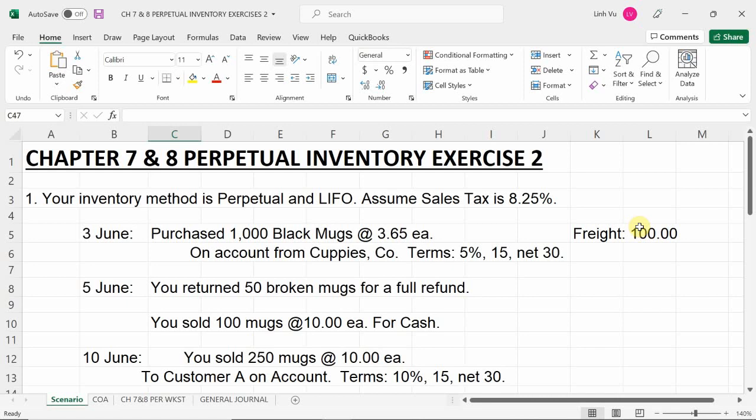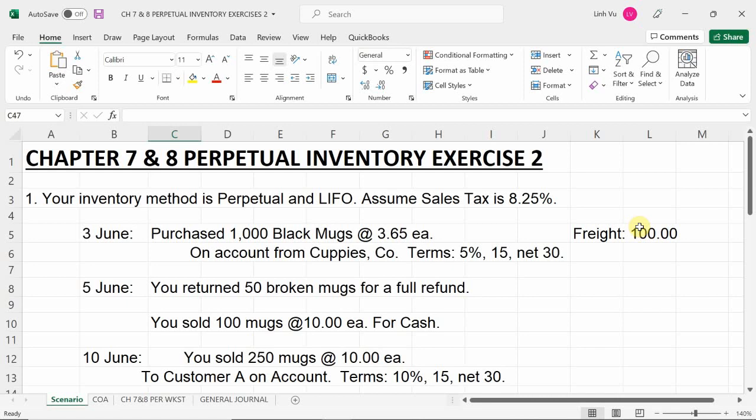Okay. So here it says your inventory tracking method is going to be perpetual and is LIFO. Assume that sales tax is 8.25%. So in this case, we are given that we are doing LIFO. Let's take a look at June 3rd. You purchased 1,000 black mugs for $3.65 each, with freight costing $100, on account from Cuppies Co. They give us terms of 5%, 15, net 30.